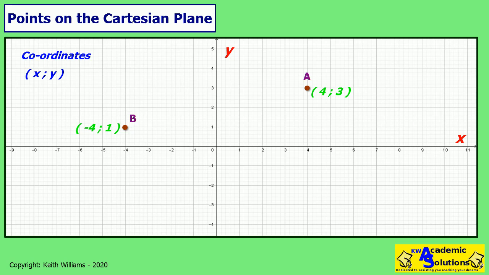Point C is in quadrant 3 with coordinates minus 2 and minus 3. Point D, found in quadrant 4, has coordinates of 3 and minus 2. Remember, coordinates in the Cartesian plane are always represented first by x and then by y.